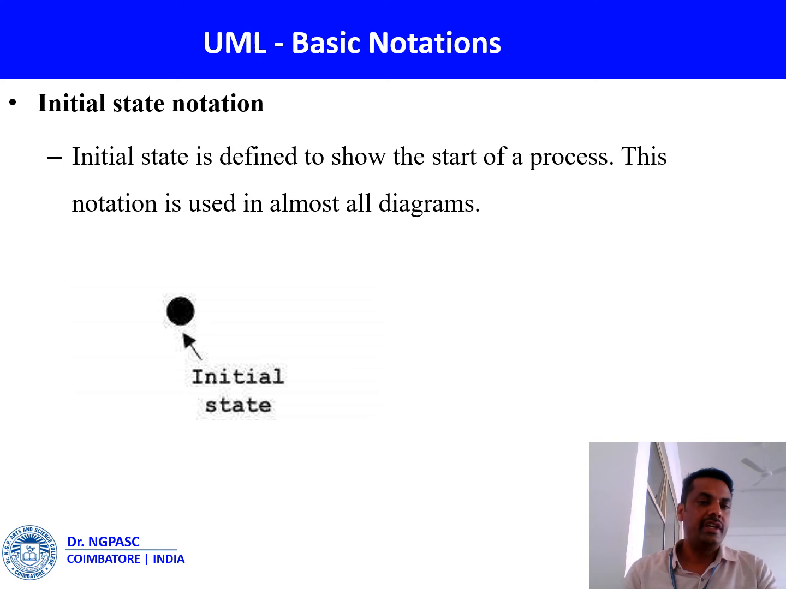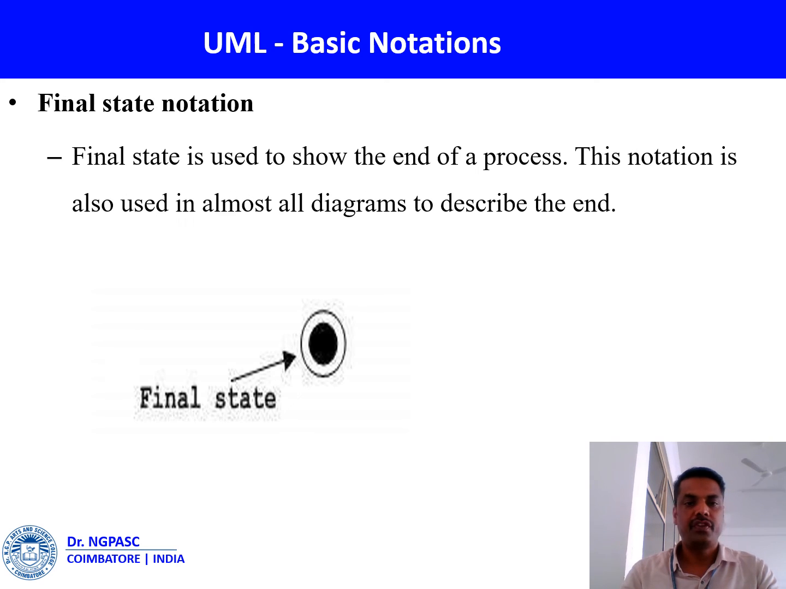The next one is initial state notation. The initial state is defined as the start of a process. This notation is used in almost all diagrams because every process starts with an initial state in the UML concepts. The next one is final state notation. The final state is used to show the end of the process. This notation is also used in almost all diagrams to describe the end of the process.